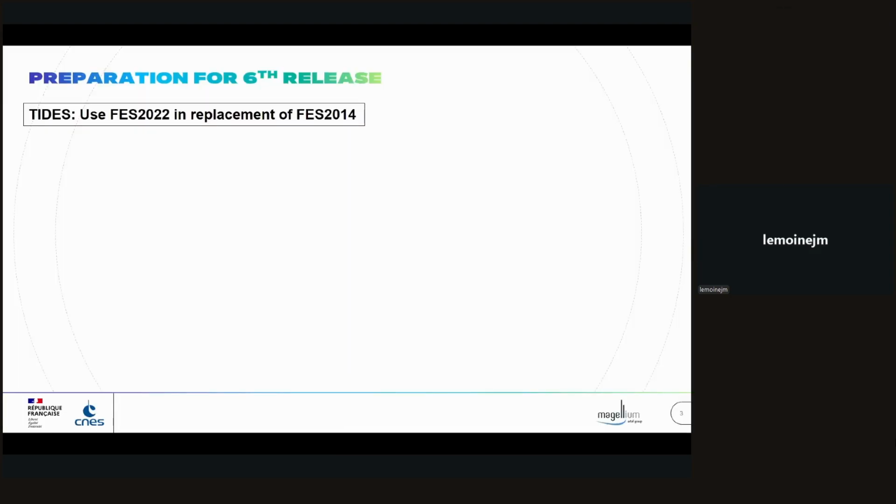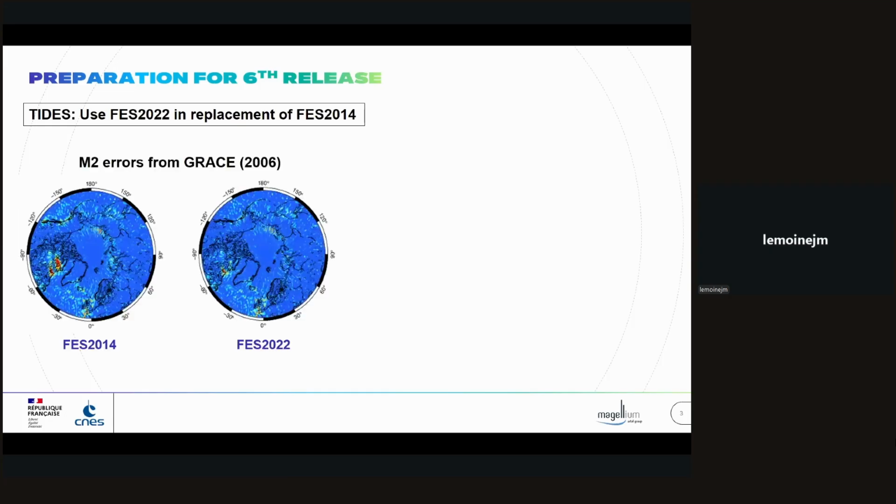So I switch now to the improvements that we want to implement in our new release. The first one is on the tides. You have here a polar view of the Earth. On the left, you see the ocean tides from FES 2014. These are the errors computed from GRACE thanks to the accelerometric residuals.